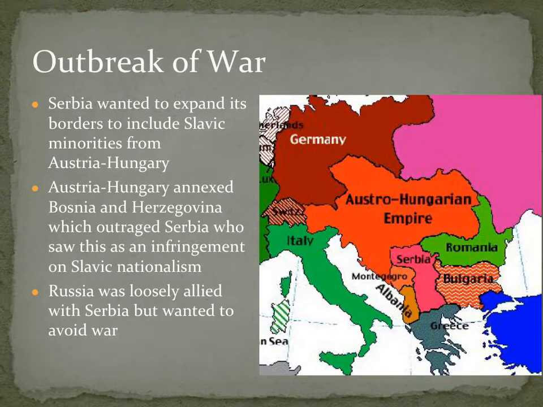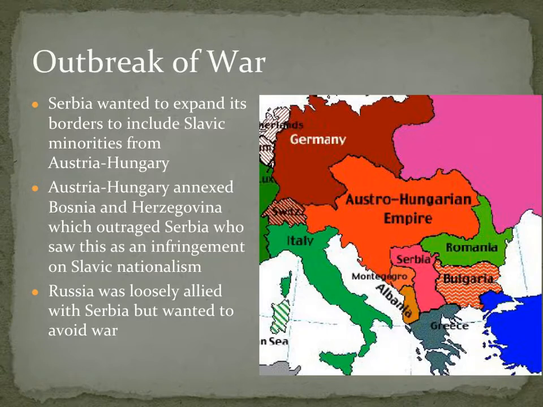So Serbia, which you see on the map, had previously become independent from the Ottomans, and they wanted to expand their borders and include Slavic minorities from Austria-Hungary. So the Serbs are part of this larger Eastern European ethnic group called the Slavs, and there's a lot of Slavic people within the Austro-Hungarian Empire, especially in that southern part, who feel nationalism, and they would like to break away and join up with other Slavic people and form an official Slavic homeland.